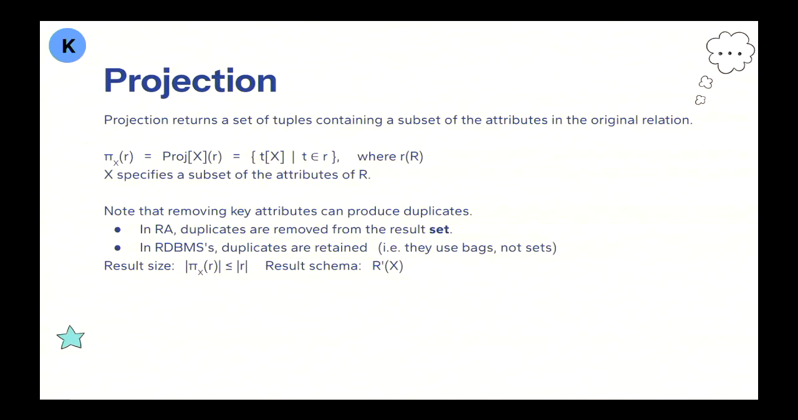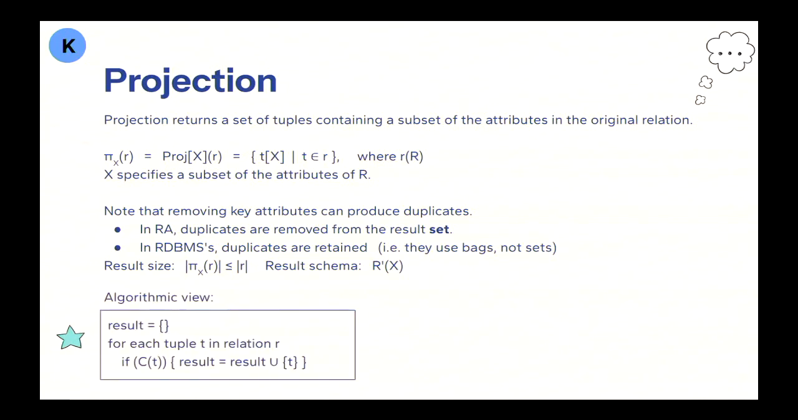So this is a key difference between relational algebra and SQL. And of course, the result size is always smaller than or equal to the number of attributes in the original relation. So this is from the algorithm. This is the algorithm. It's kind of similar to select, but instead of going through all the tuples, we are going through all the columns.